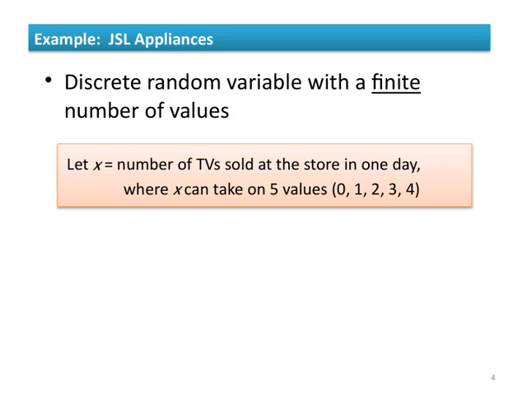Let's look at an example with JSL appliances. Here, we're dealing with a discrete random variable that has a finite number of possible values. Specifically, imagine X as the number of TVs sold at the store in one day. Now, this variable can only take on certain values, namely 0, 1, 2, 3, or 4. The key idea here is that because we're talking about a count of items sold in a day, the number of possible outcomes is limited and countable. This kind of variable is called a discrete random variable, and understanding its possible values helps us analyze and model real-world situations like sales data more effectively.